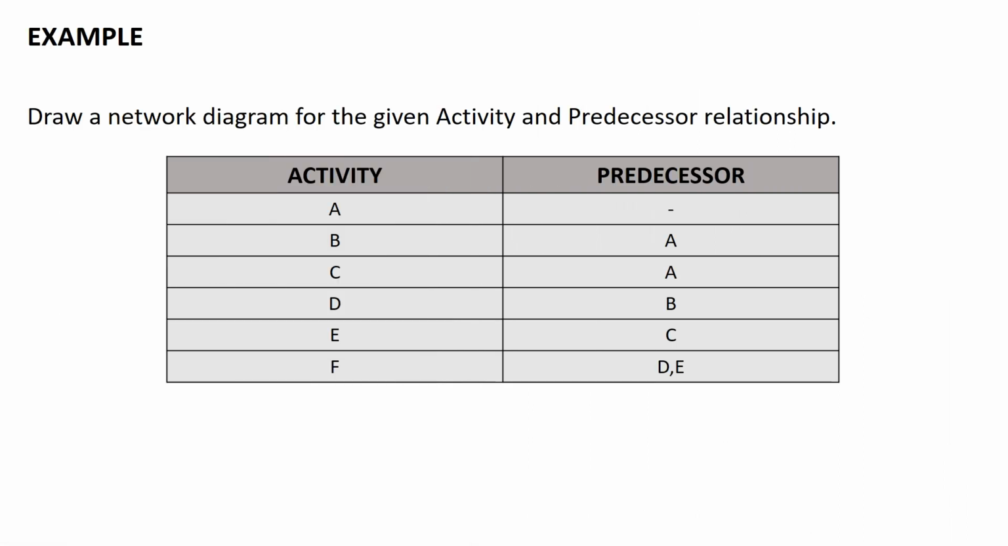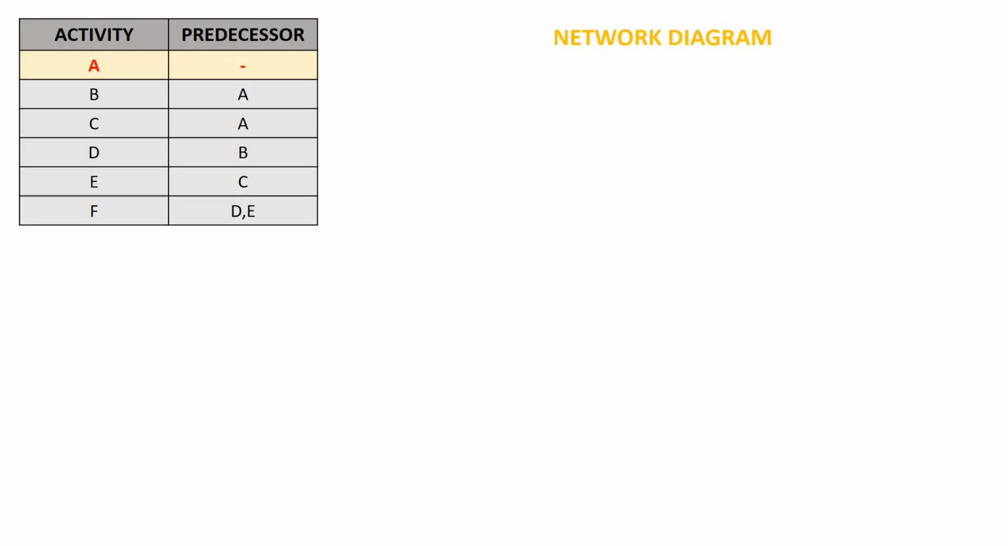Now let's look into an example on how to draw a network diagram for the given activity and the predecessor relationship. We have activities on the left hand side of the table and the predecessor relationship for the given activities on the right hand side. Now let's see how to draw the network diagram for the given activity predecessor relation.